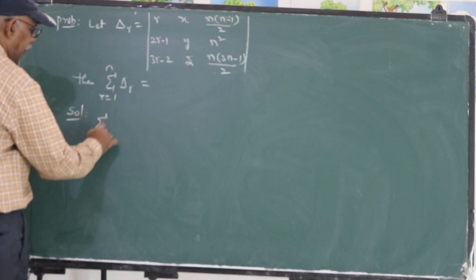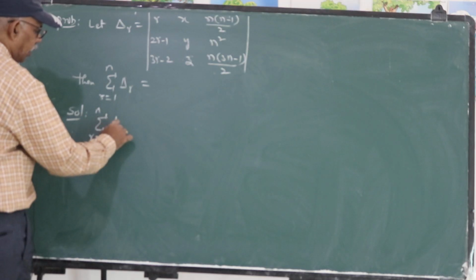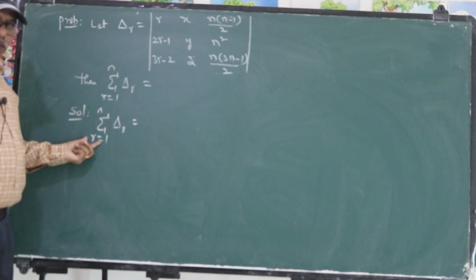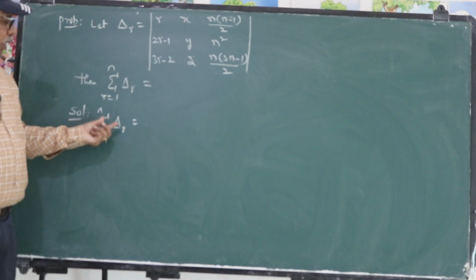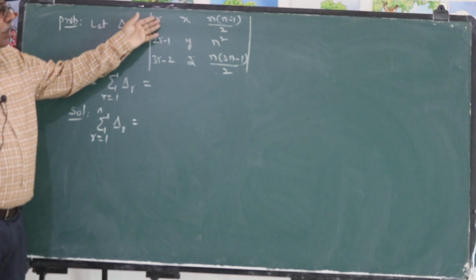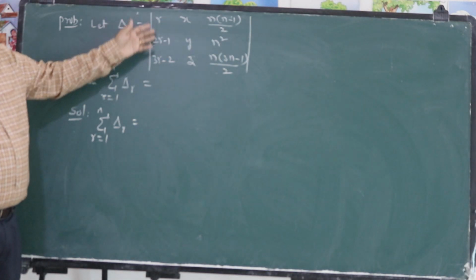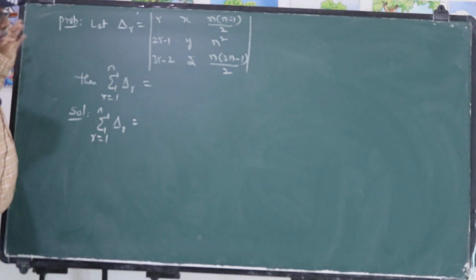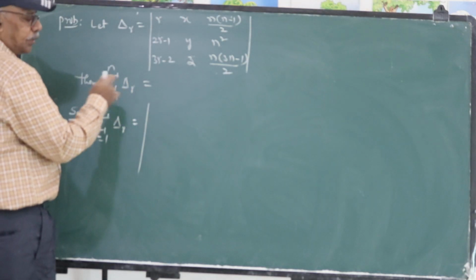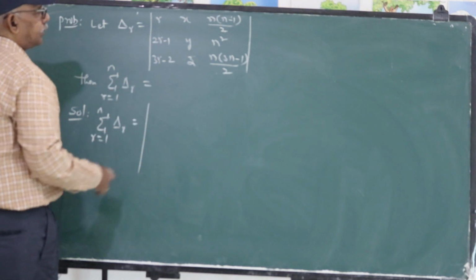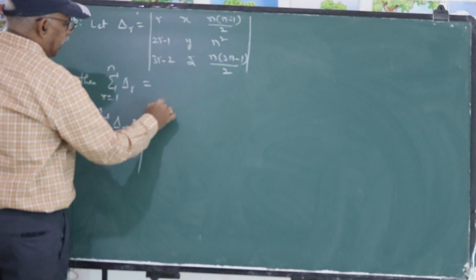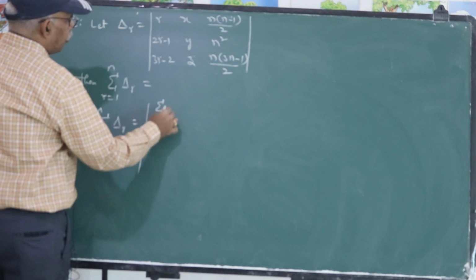Now sigma r equal to 1 to n delta r. Here the summation is over r. So apply the summation to the elements involved, in the row or column involved in r. The summation is applicable only to the elements involving r. So here the first column elements involve r. Hence the summation is applicable to that column only.